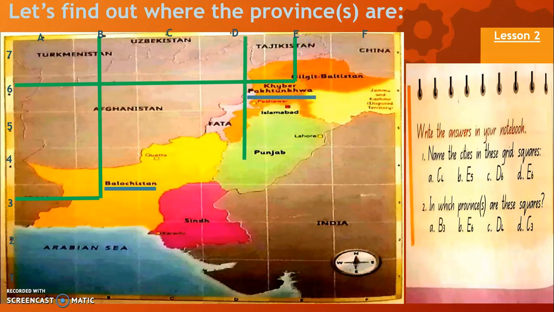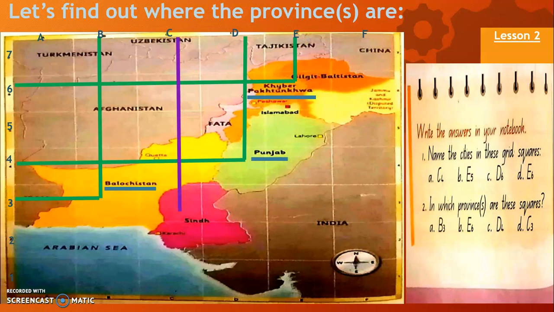Make a line starting from point D and ends where we find the 4 horizontal row. Make another line starting from point 4 and ends where we find the D vertical column. So the D vertical column and 4 horizontal row combine to make the D4 grid square. And the D4 grid square is in which province? Punjab province.